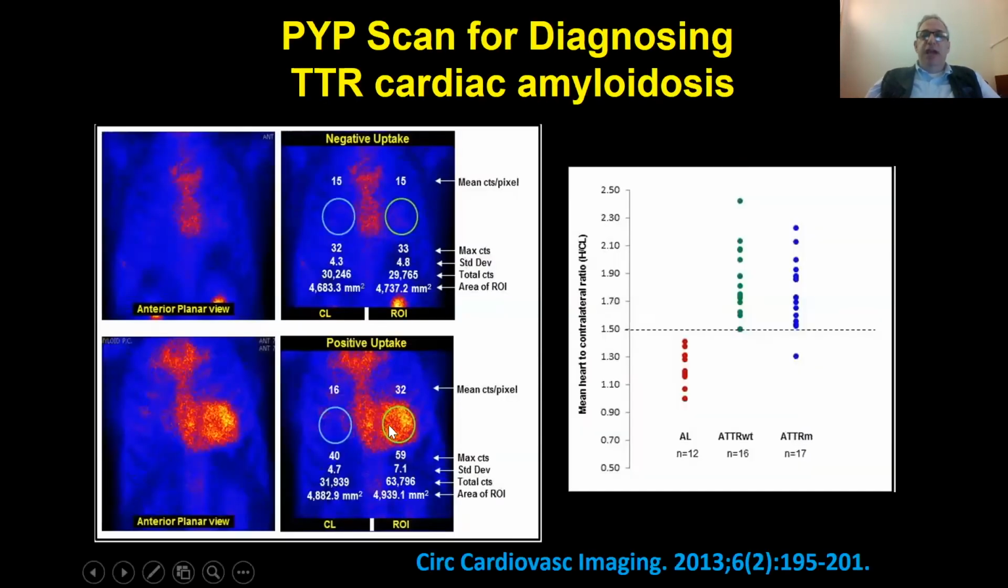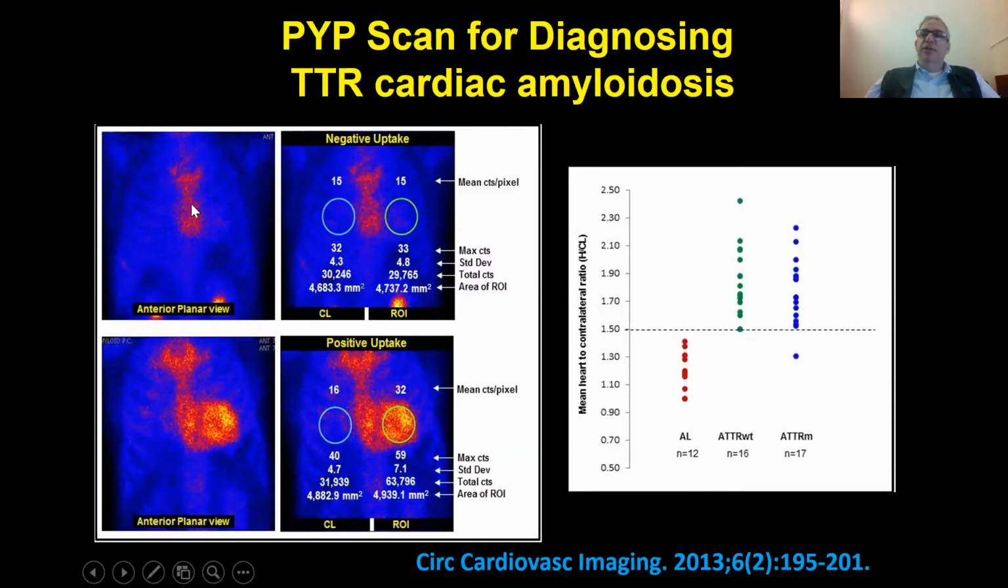What's kind of revolutionized the field is we can now make this diagnosis with a scan. I don't expect you to know exactly about it, but this is a scan using an isotope that we call PYP, or pyrophosphate. It's been around for 50 years, and it's been used in nuclear medicine to image the bones. And here's a patient who's normal, in which we inject the pyrophosphate and it images their sternum.